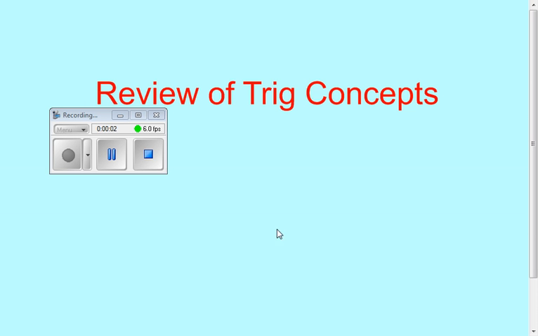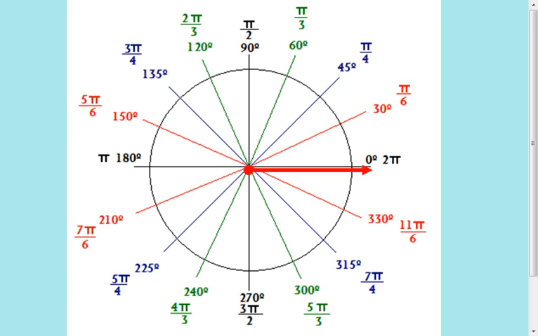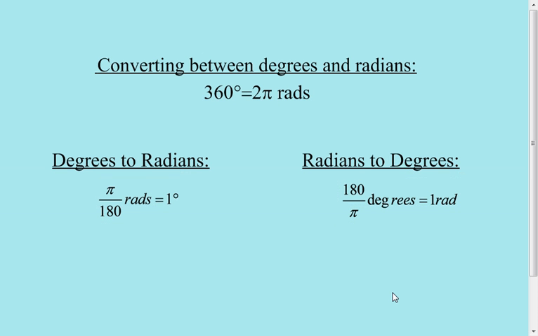Okay, we are going to take a quick second and go back and look at just some really super fast trig concepts that we need to review. So the first thing, of course, is we are going to be looking at how to convert things back from radians to degrees and degrees to radians.